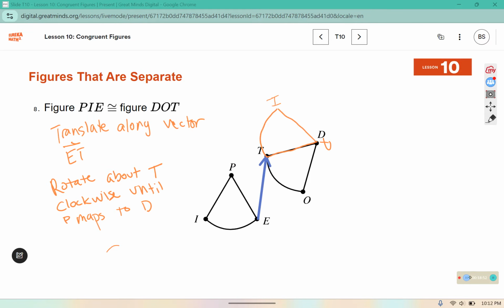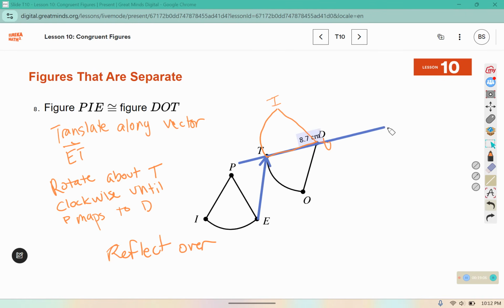Now I need to reflect it in order to get I and O to match together. And I can draw that line in there. We can call it N. And this is going to flip it into this location.